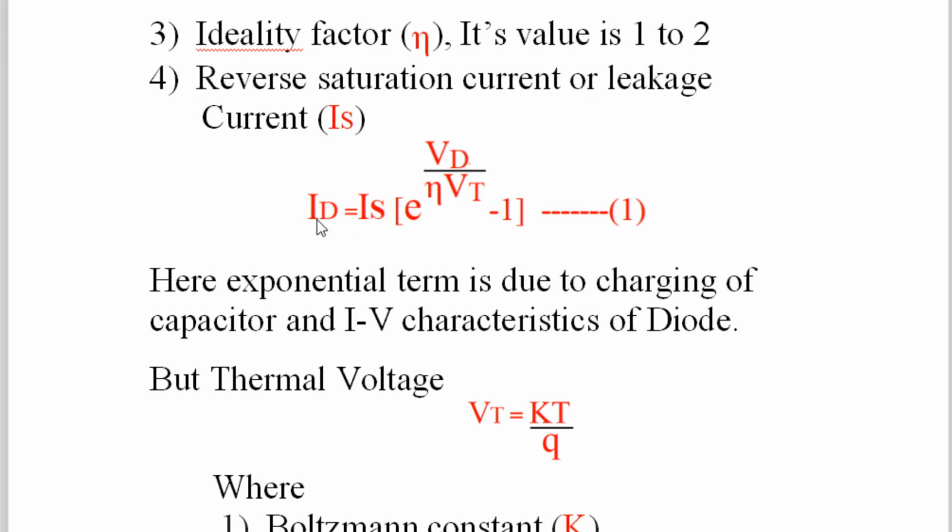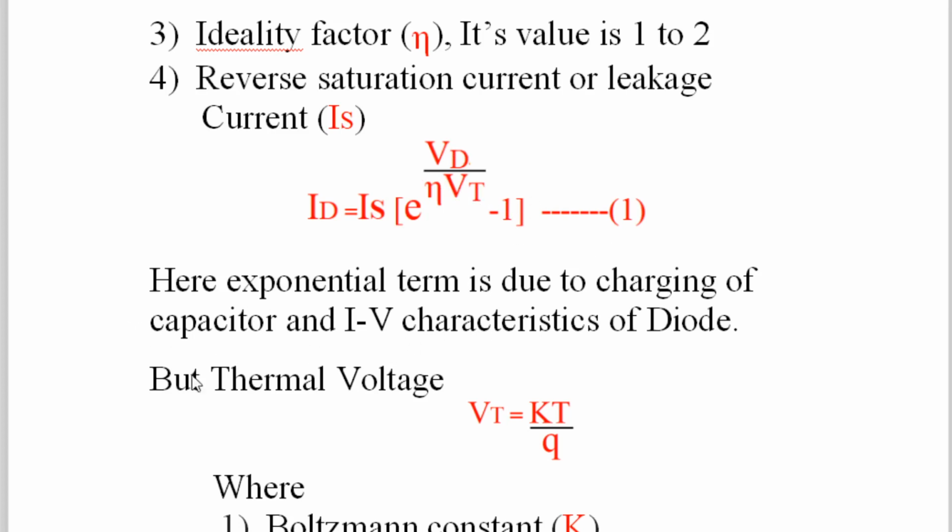So this equation, if you remember: current flowing through the diode is equal to IS into bracket e raised to exponential. Why e raised to? Because of the junction capacitor, Vd divided by eta into Vt. Vt is thermal voltage. Vd is the voltage applied across the diode, minus 1, bracket close.